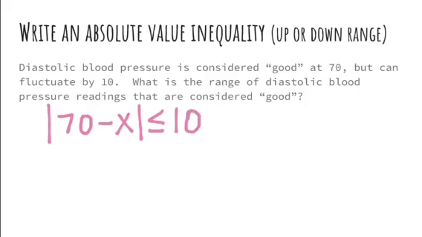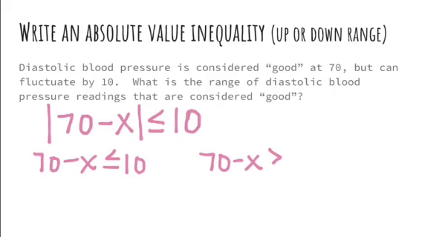So we want for the absolute value of 70 minus our diastolic reading, our x, to be less than 10, which means we want it to be within 10. This means that I am going to take 70 minus x and say less than or equal to 10. I'm also going to take 70 minus x, I'm going to flip my sign, and I'm going to make it greater than or equal to negative 10.